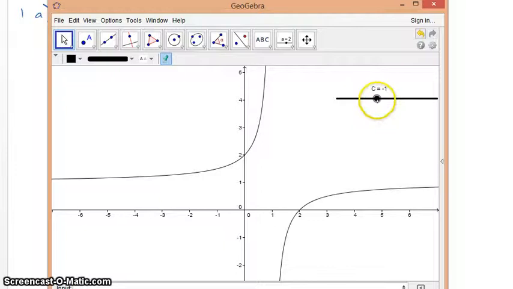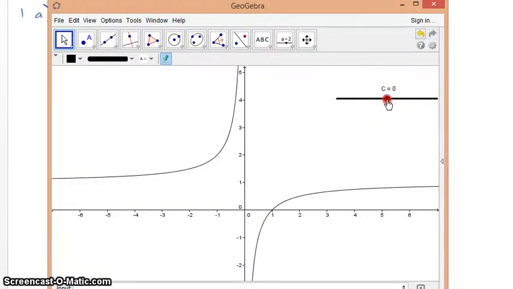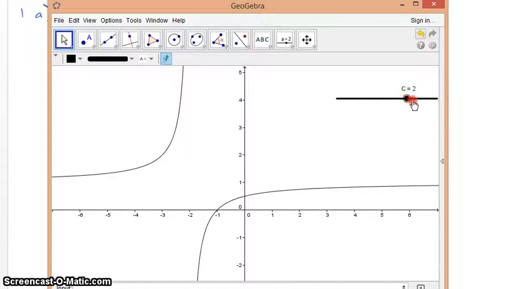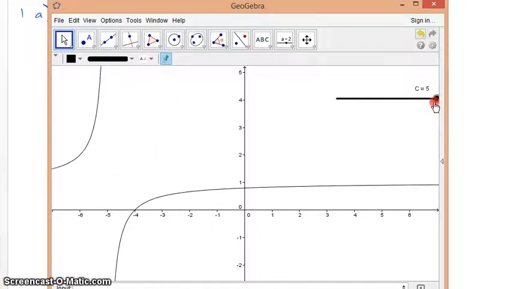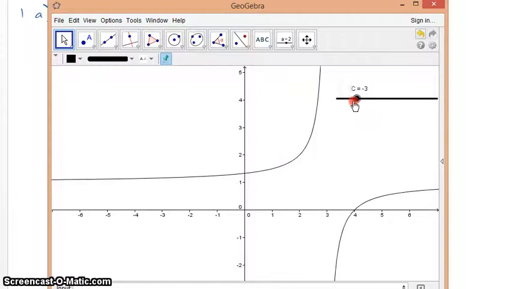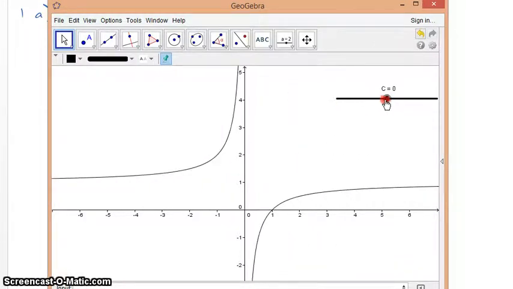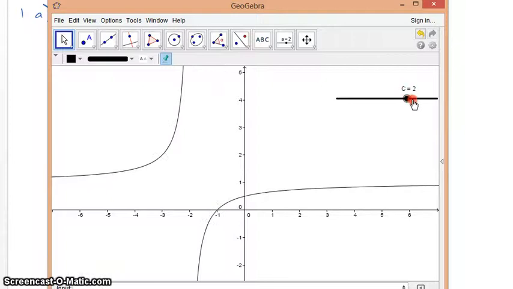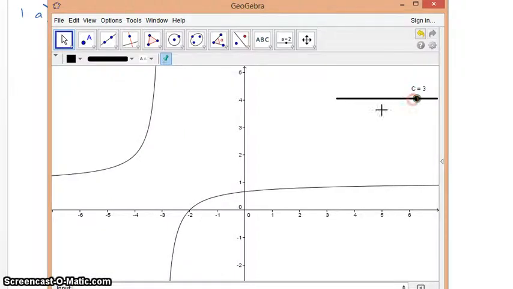You can see this is what it looks like for c equals minus 1. As I increase c, you can see that it's moving the graph to the left. And similarly, as I decrease c, it moves the graph to the right. All of these graphs have a few similarities, however. They will have an asymptote at x equals negative c. So you can see here where c is 3, there is a vertical asymptote at negative 3. And all of them have a horizontal asymptote at y equals 1.